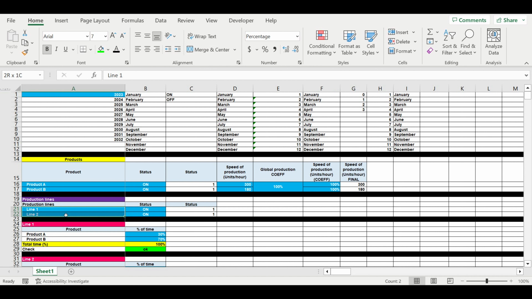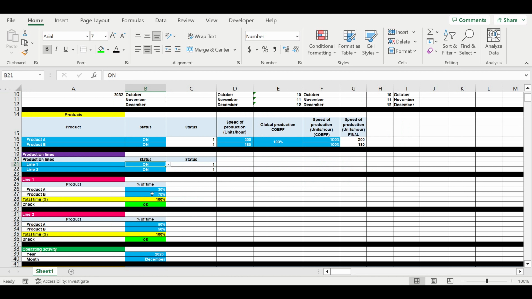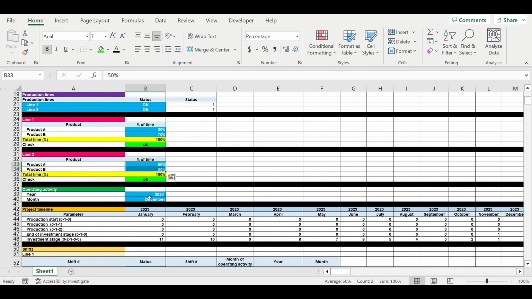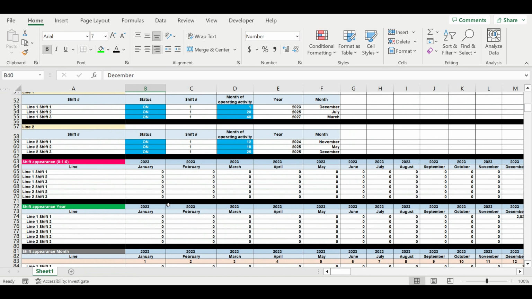We have two production lines. We can switch each line on and off from calculation. For each line we can split the time of production between product A and product B. Here is the split, for example, for line number 1. This is the split for line number 2. Then we specify when we start operating activity, in which year and month, when we get the first revenues.